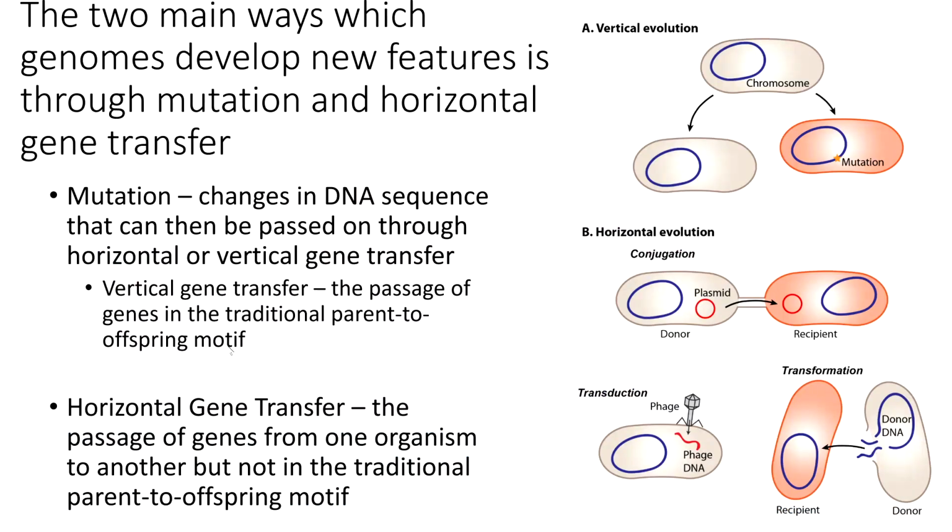The ways that this fluidity takes place are primarily through mutation, so changes in the DNA sequence that are then passed down to offspring through what's called vertical gene transfer or vertical evolution, as well as horizontal gene transfer. In horizontal gene transfer, this major mechanism of genome evolution, you have genes passing from one organism to another, but not in the parent to offspring motif. These can be neighboring cells of closely related taxa or of distantly related taxa, depending on the situation.